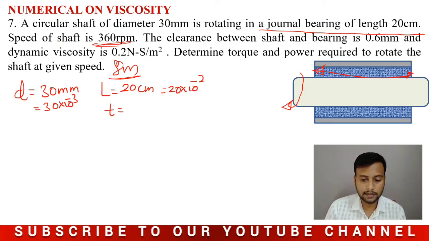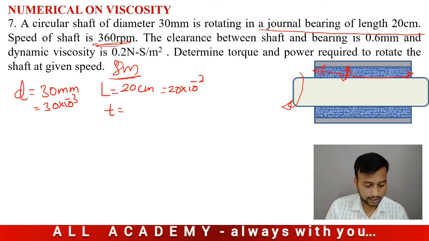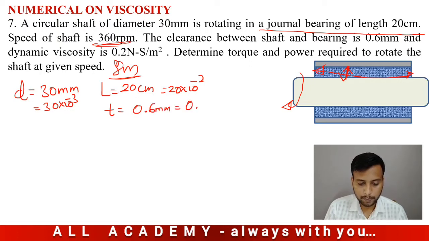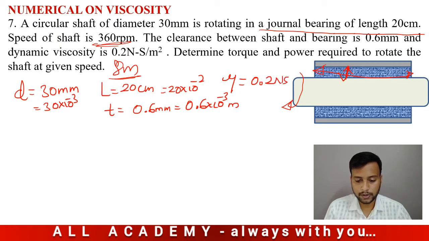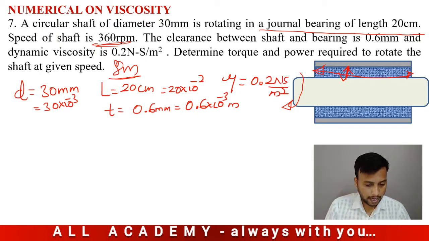Then the thickness he has given. The clearance is nothing but this value. The clearance is 0.6 mm, so that is 0.6 into 10 raised to minus 3 meters. And he has given the dynamic viscosity mu, that is 0.2 Newton second per meter square. He has also mentioned the speed n, that is rpm, 3600 rpm.